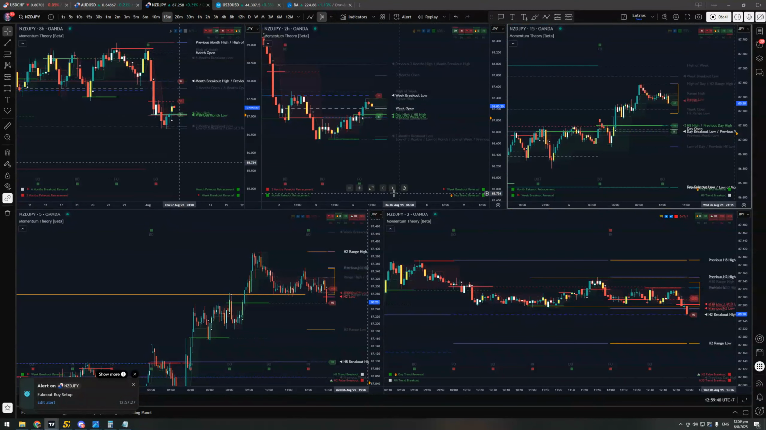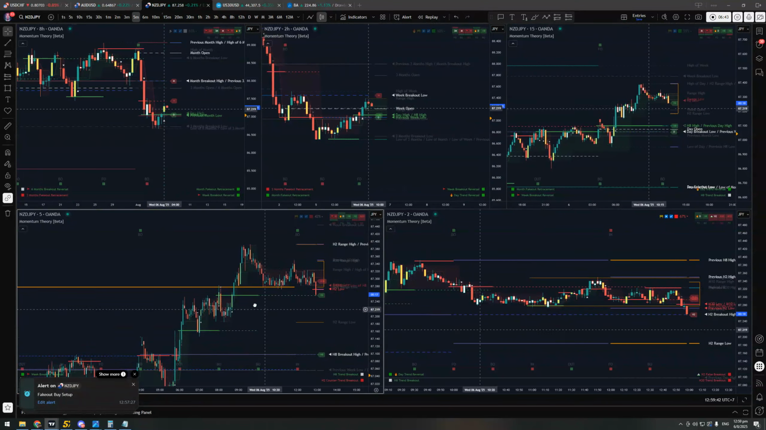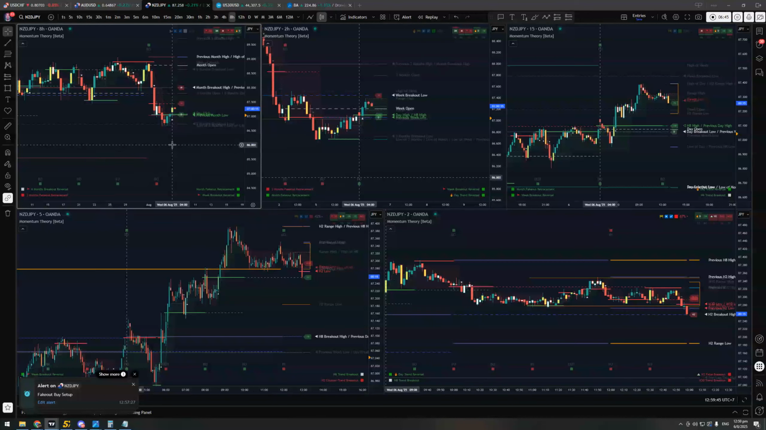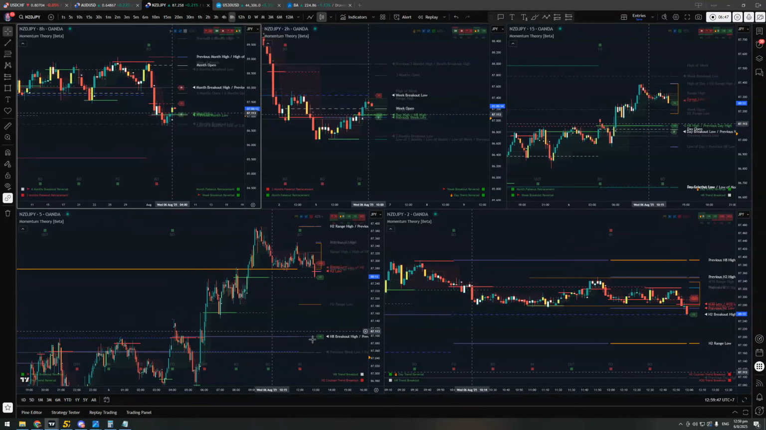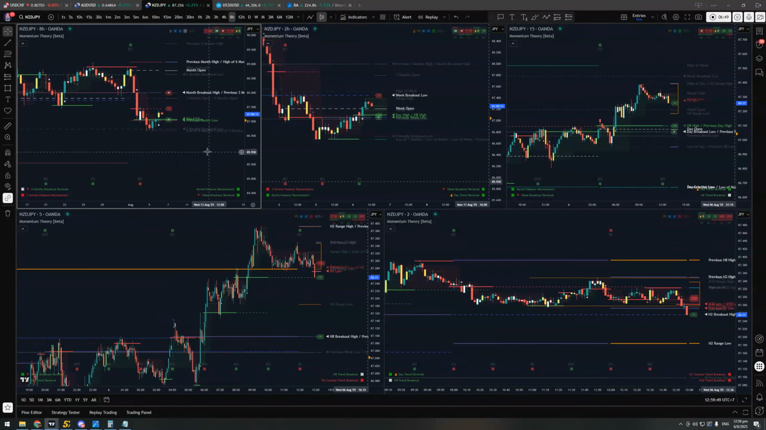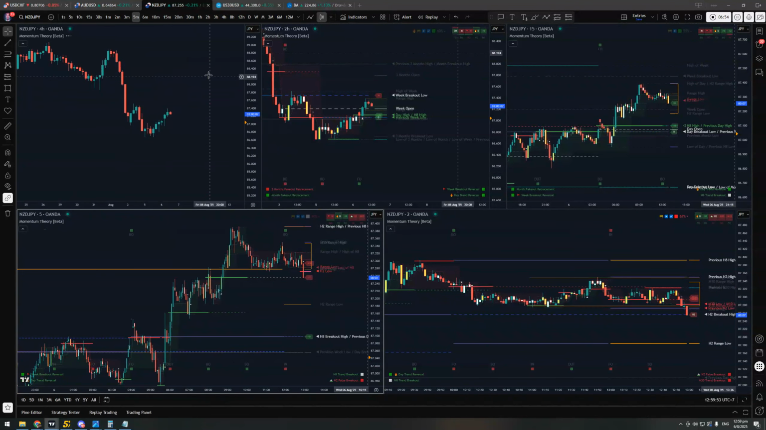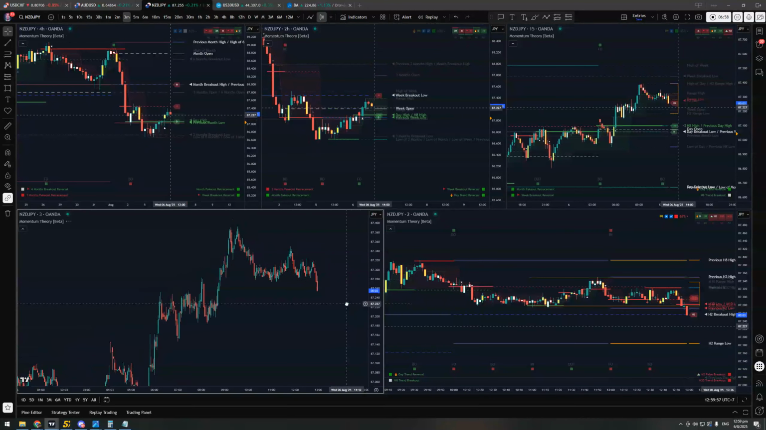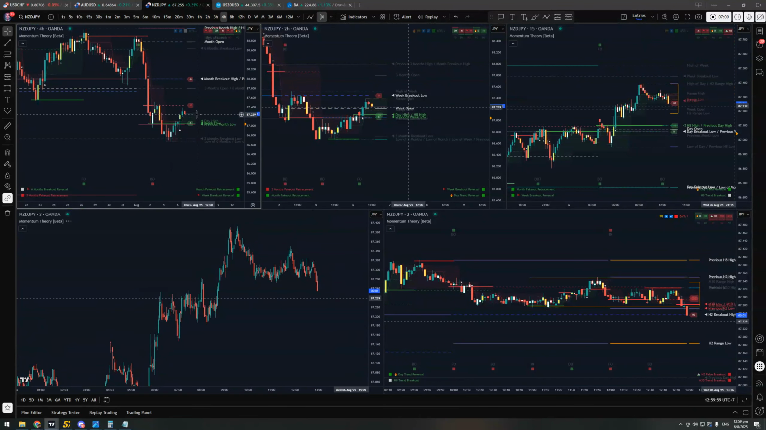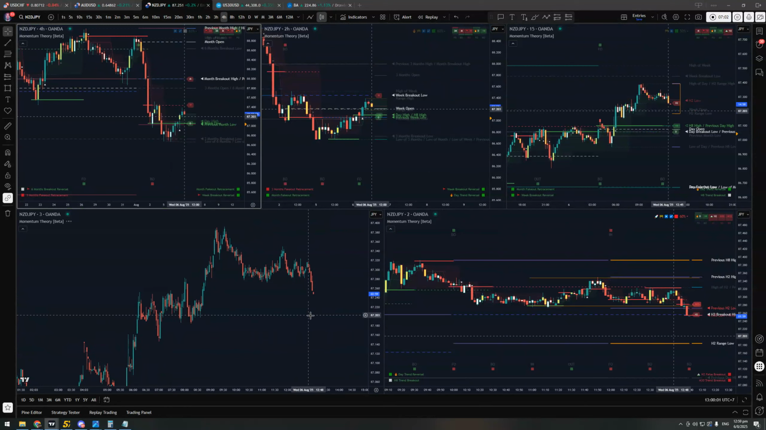All right, so H4 and H8 bar close. H8, the breakout level's too far for me to take a trend retracement. So let's see the H4. H4 I think is better here. Breakout levels are closer.